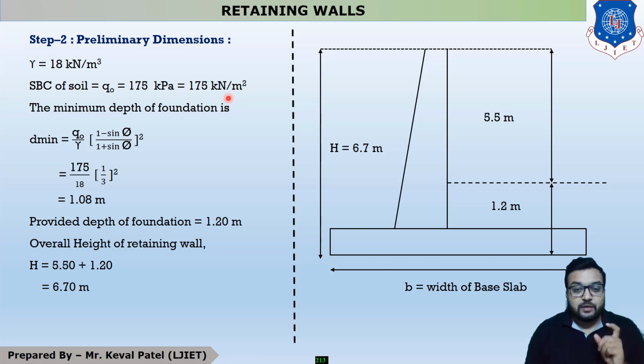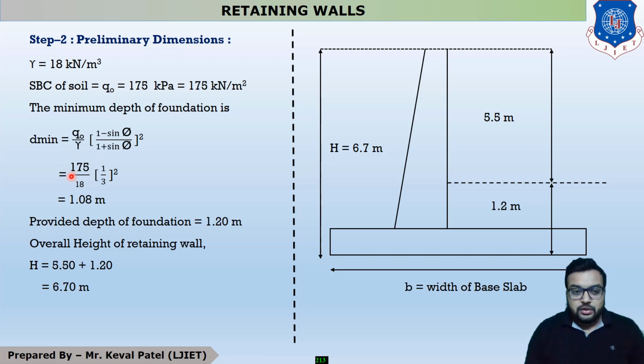So first of all, we have to find out D minimum. D minimum means minimum depth of foundation required. Okay. So our D minimum equation is q0 upon gamma into ((1 - sin phi) / (1 + sin phi)) whole square. So you can see that this bracket portion is the equation of Ka. Ka means coefficient of active earth pressure. So you can also call it q0 by gamma into Ka square.